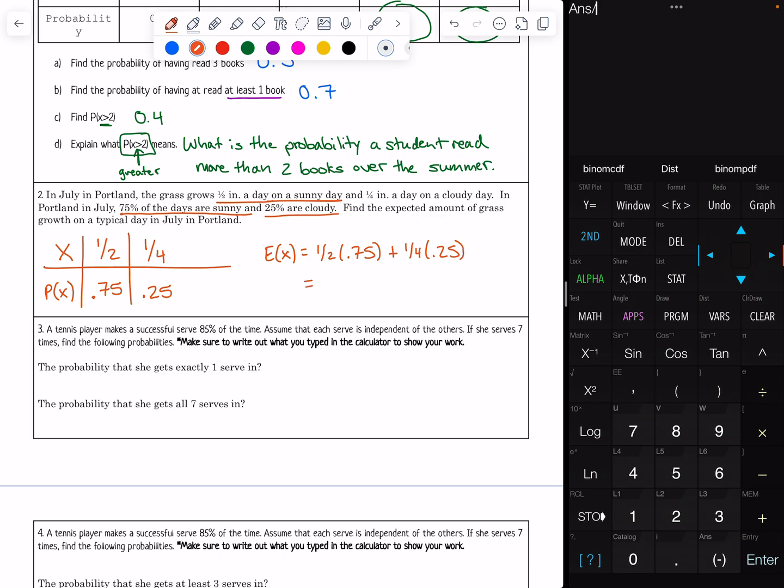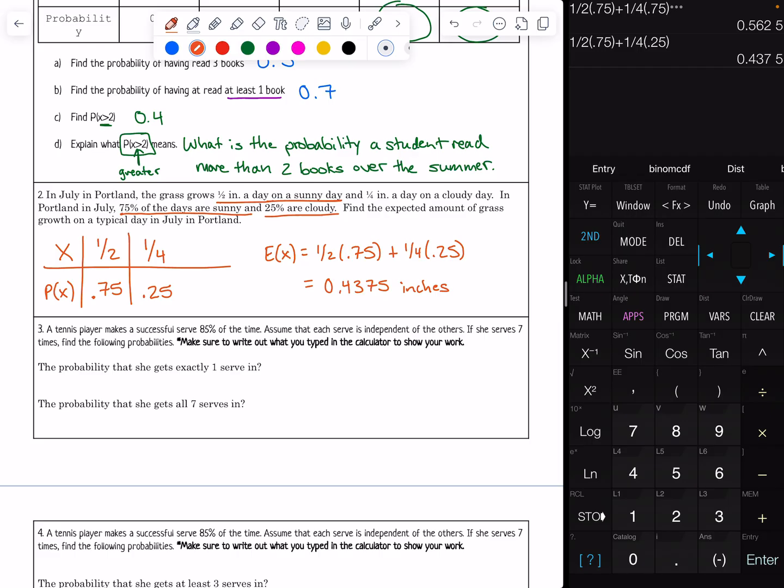So let's do 1/2 times 0.75 plus 1/4 times 0.75, or excuse me, 0.25. Let me fix that number to be the right one. Okay, so then that would be 0.4375. And since we're talking about inches of grass, you can just leave it as that number. You don't need to convert it to anything else. So that's it for number 2.